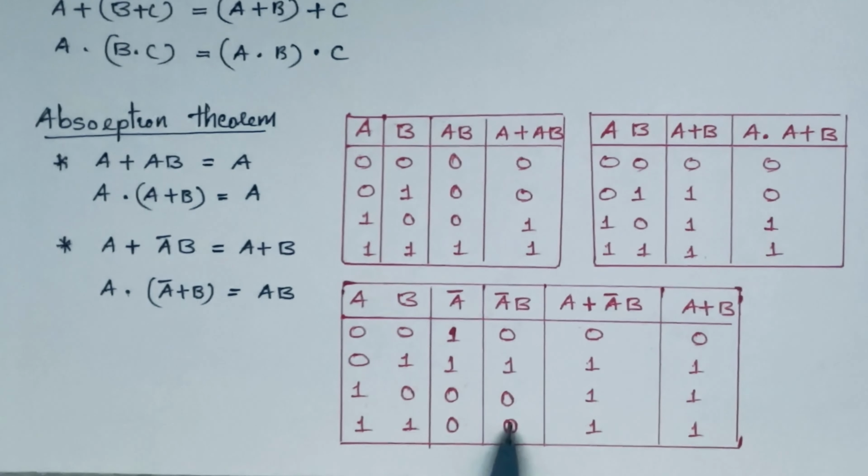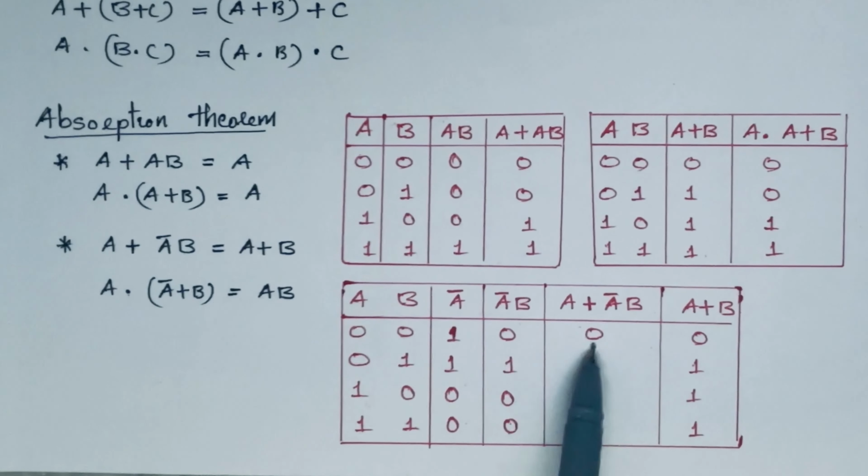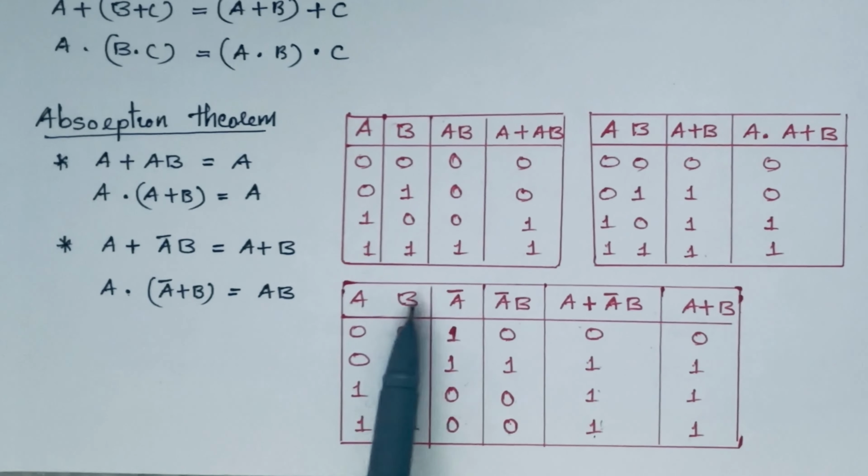Now this A bar B should be added with A. So tell me, 0 plus 0 is 0. 0 plus 1 is 1. 1 plus 0 is 1. 1 plus 0 is 1. So we got the LHS values as 0, 1, 1, 1. Now what is the RHS of the theorem? It is simply A plus B. So these are the A and B values. How can we write A plus B? 0 plus 0 is 0. 0 plus 1 is 1. 1 plus 0 is 1. 1 plus 1 is 1.